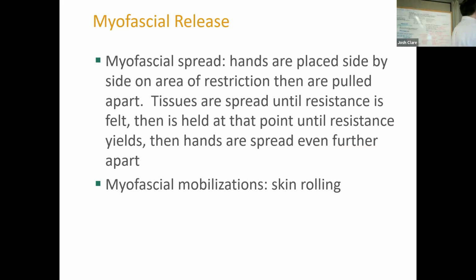Spread is pretty easy. In the side by side restriction, and then we're pulling apart on our hands. Tissues are spreading so resistance is felt. Once we feel that resistance, we're going to hold there. And at some point, that tissue will yield its resistance and we'll be able to spread our hands further apart. So it's a similar sensation. Everyone with the trigger points felt those trigger points let go a little bit, felt it melt a little bit, right? So it's a similar sensation with this myofascial spread.